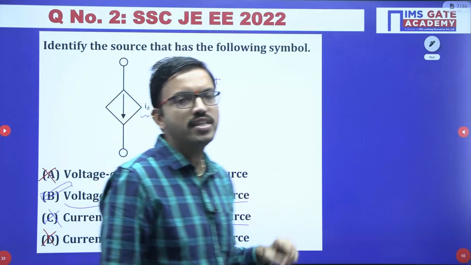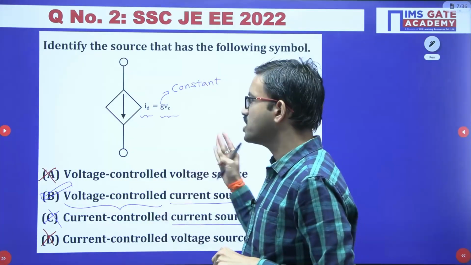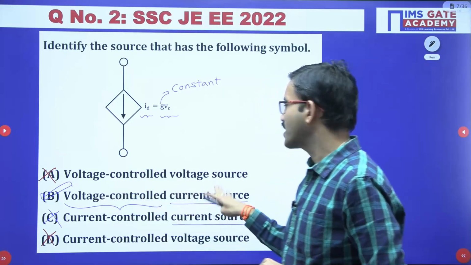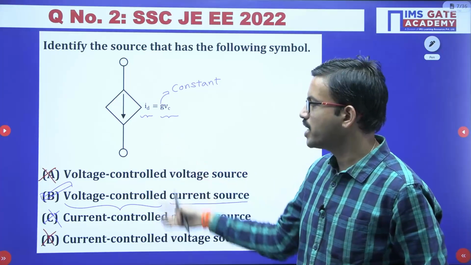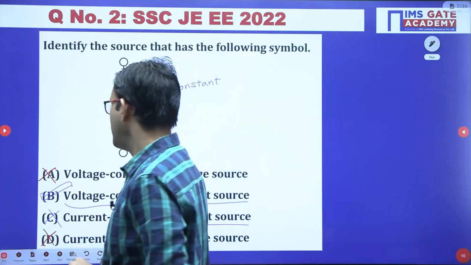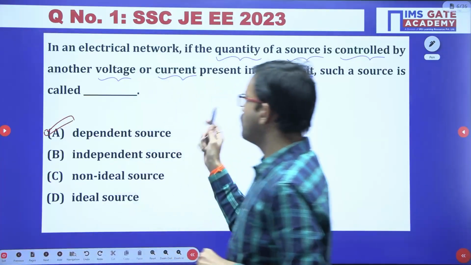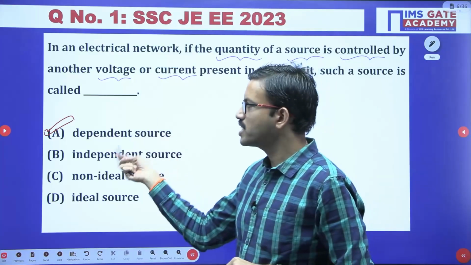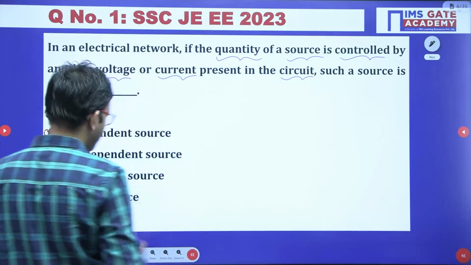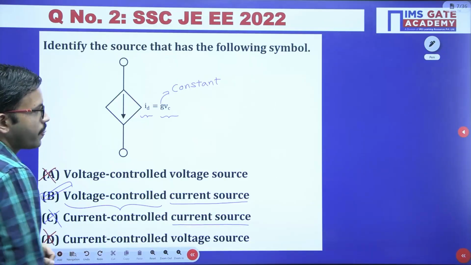Here you have terms like controlled. Similarly, you can have dependent also, like voltage dependent current source. In place of controlled, you can consider dependent also. So that is the reason earlier we mentioned dependent source. Dependent sources we are calling by another name, control sources. Dependent source or control source.